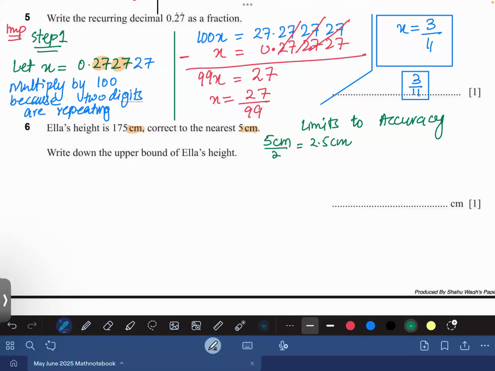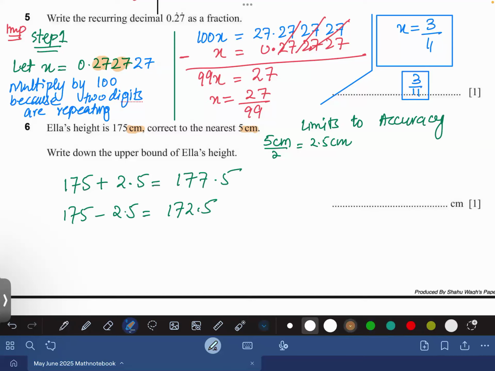So write down the upper bound of the height. So 175 plus the error, which is 2.5. So that would be 177.5. And for the lower bound, we subtract it. That is not the requirement of the question, but still I'm doing it: 172.5. But we are bound to write down the upper bound for Ela's height. So write the answer 177.5. I hope it's clear, everybody. Yes or no? Yes, sir. All right, proceeding.